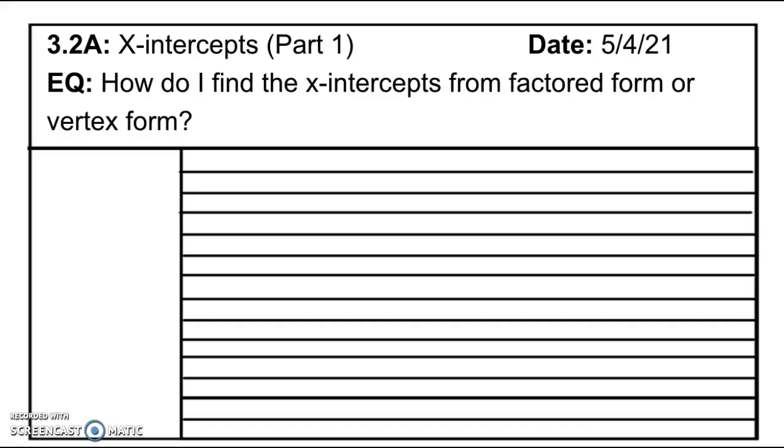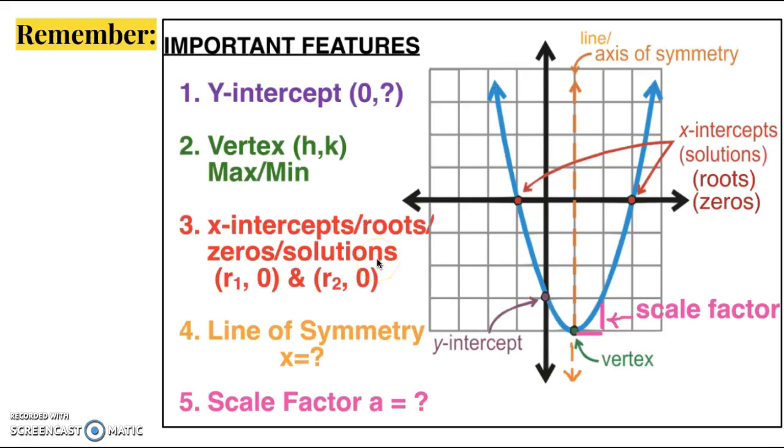In this video, we're going to talk about how you would find the x-intercepts from a factored form or vertex form equation. Remember, in the last couple weeks, we talked about how the x-intercepts are the same thing as roots, zeros, and solutions, and we talked about how to find them from looking at the graph. They are the points where the parabola crosses the x-axis.